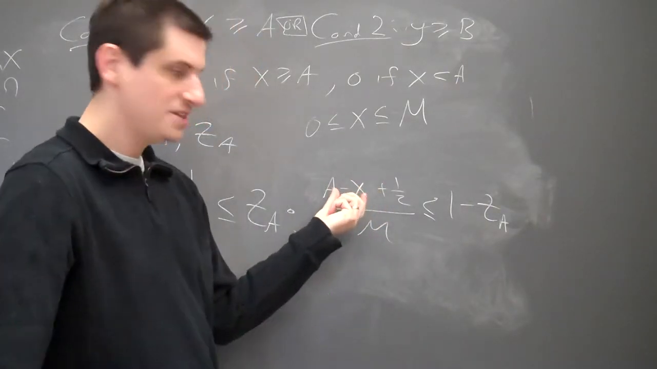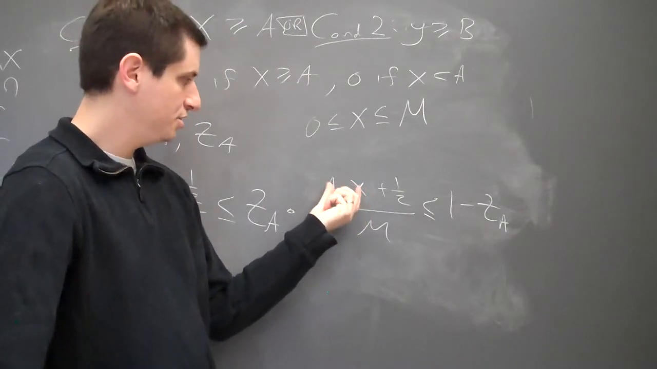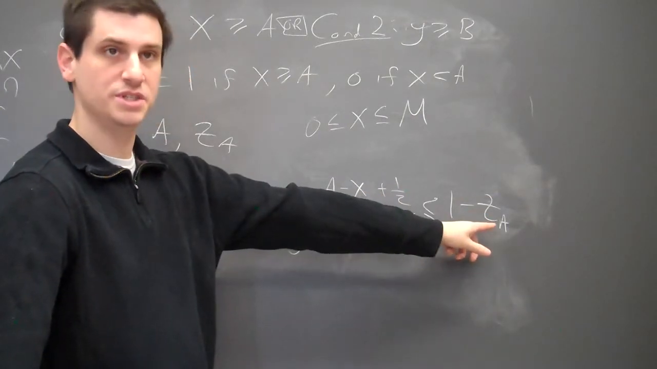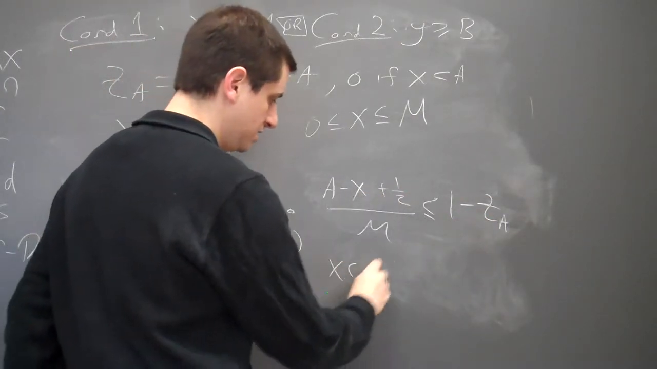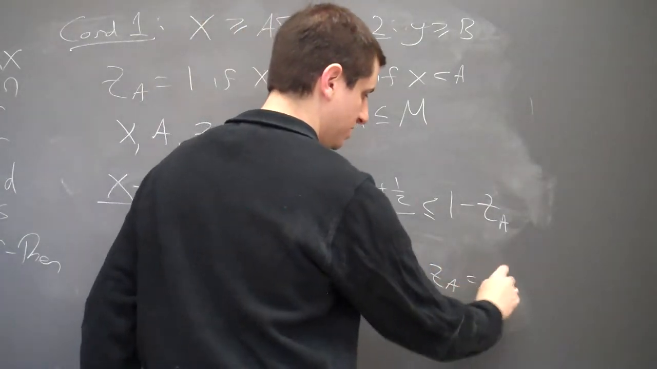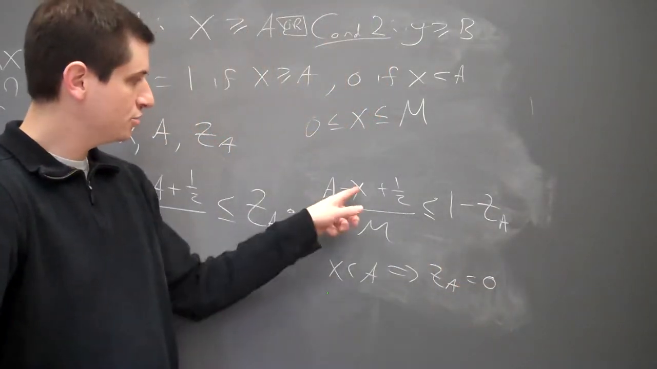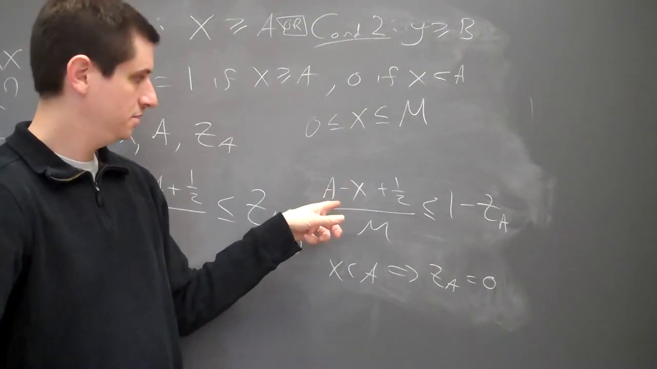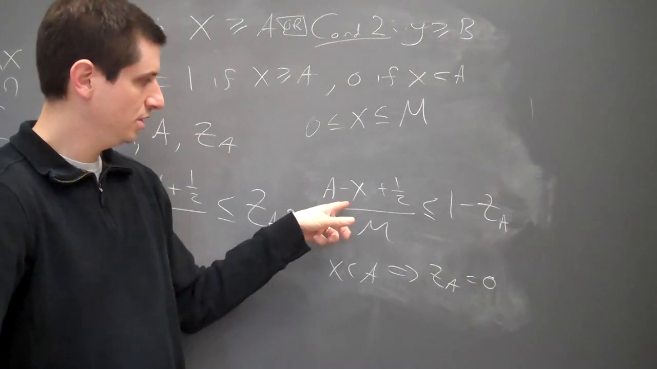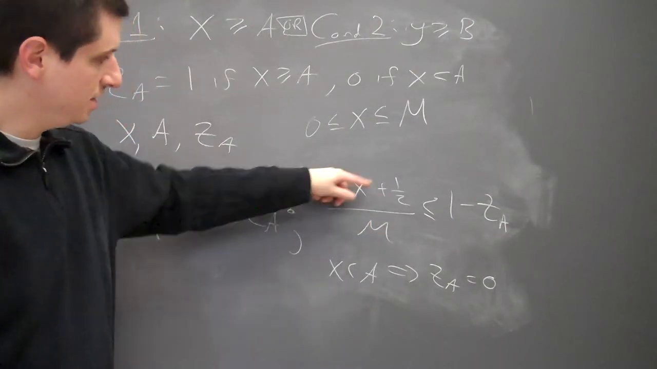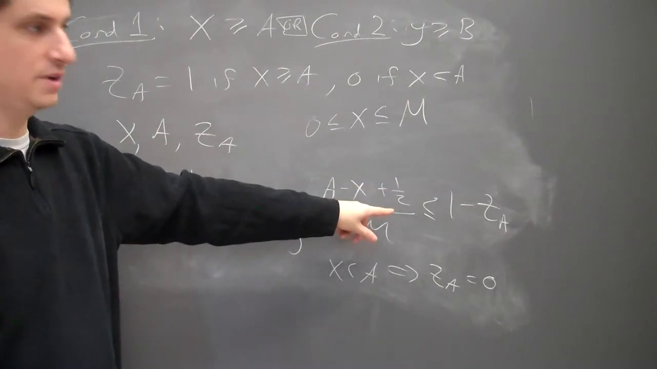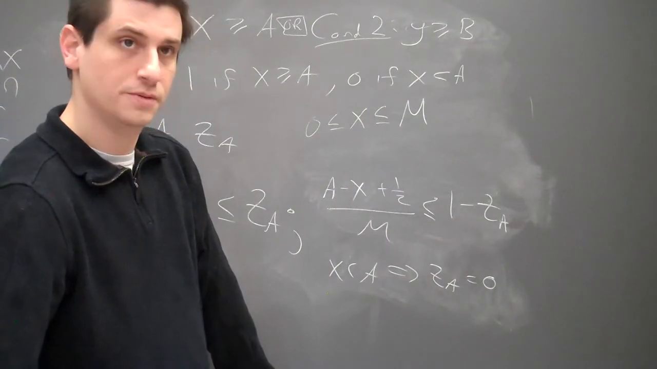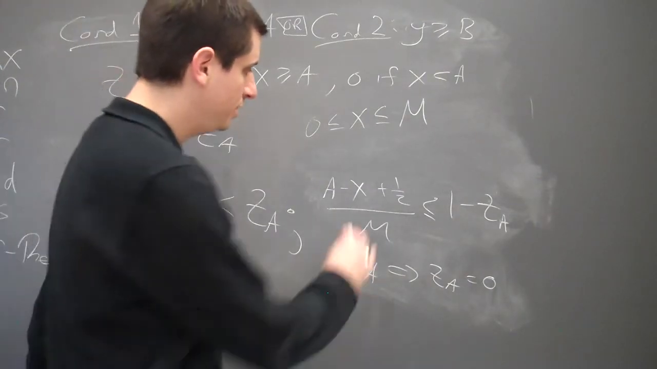So if x is less than a, this is going to be a positive number, so that's going to force z of a to be 0. If x is greater than a, this is negative. We've got to be careful now. If x equals a, this is positive 1/2, and that's going to then force z of a to be 0. So maybe we drop the 1/2.